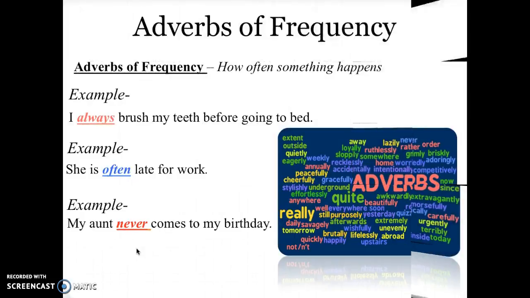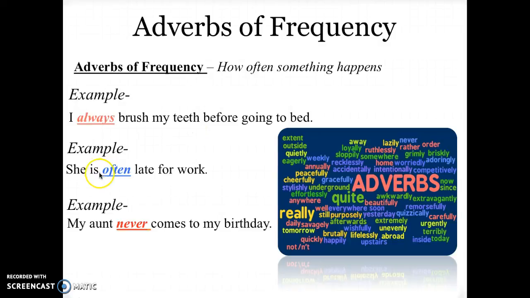The fourth type of adverb is adverbs of frequency, which tell how often something happens. For example, I always brush my teeth before going to bed. Another example is she is often late for work. Here, the word often tells how much something happens.